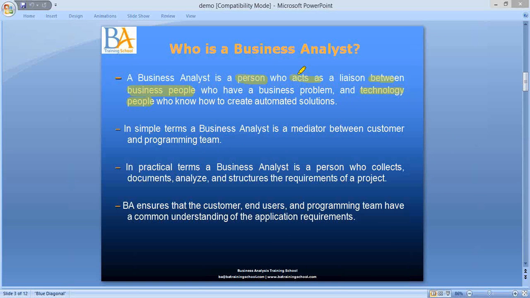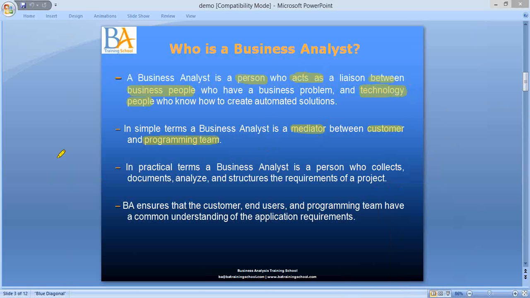In a very simple one-liner, in plain English terms, I can say a business analyst is a mediator between the customer and the programmer or programming team. This is the definition that you will see anywhere, in a textbook or internet articles. It is very theoretical. But if you are looking for a job in this, you need to understand what happens in the real, practical sense.